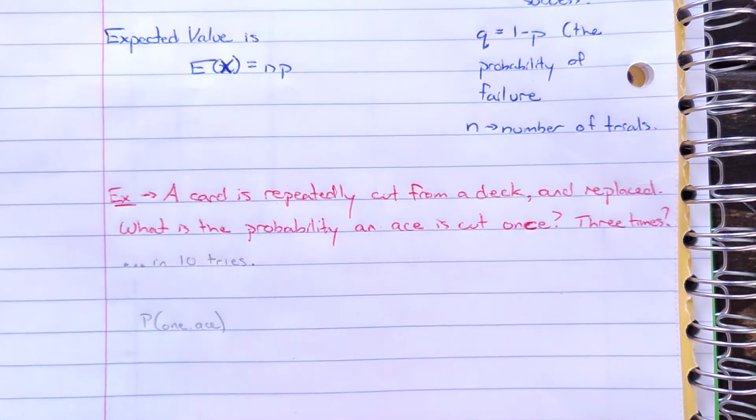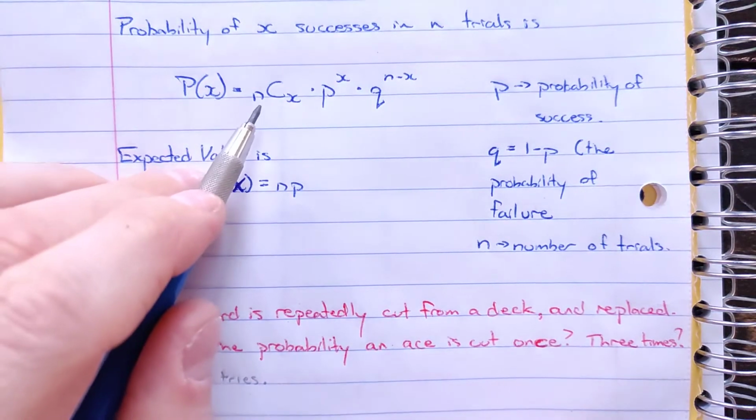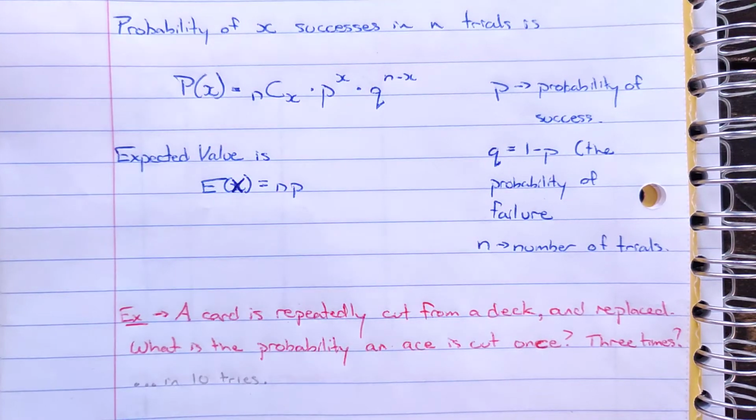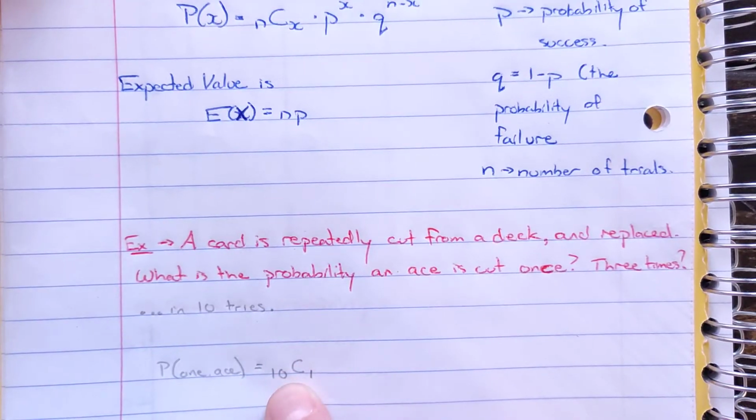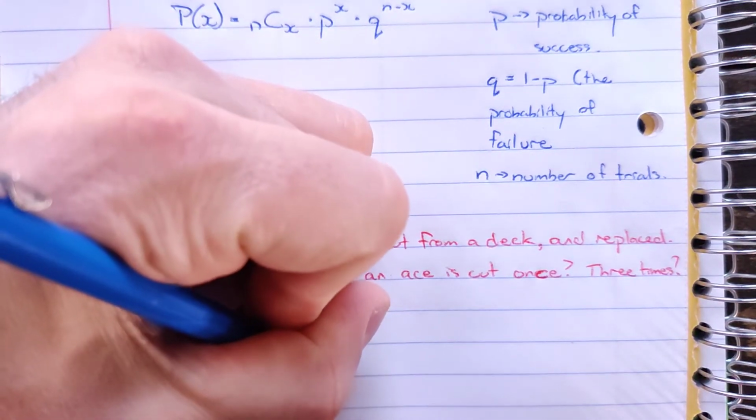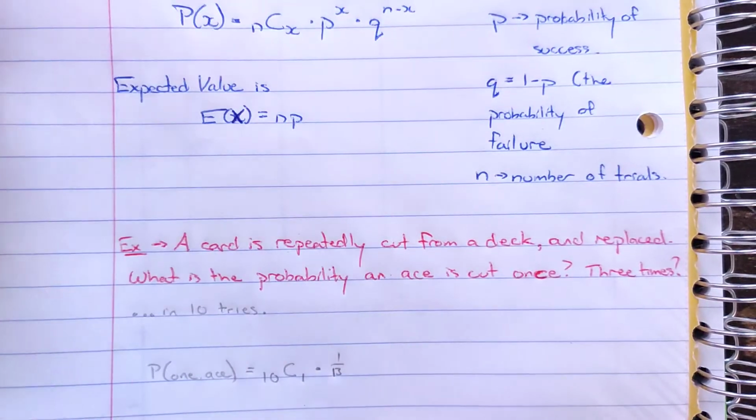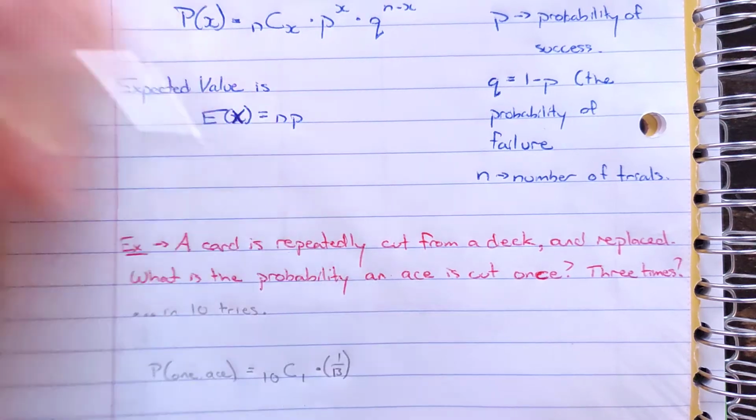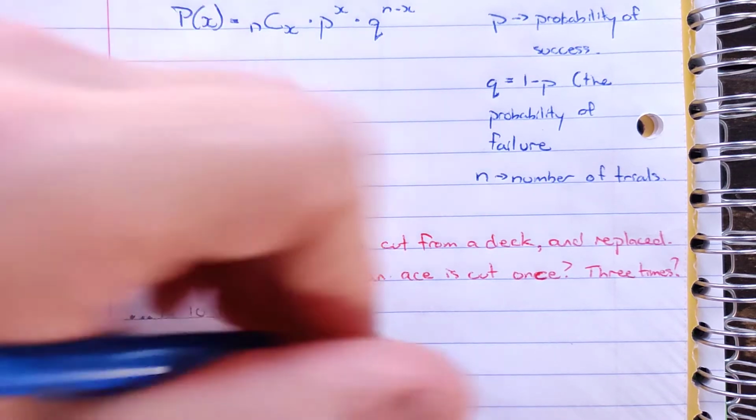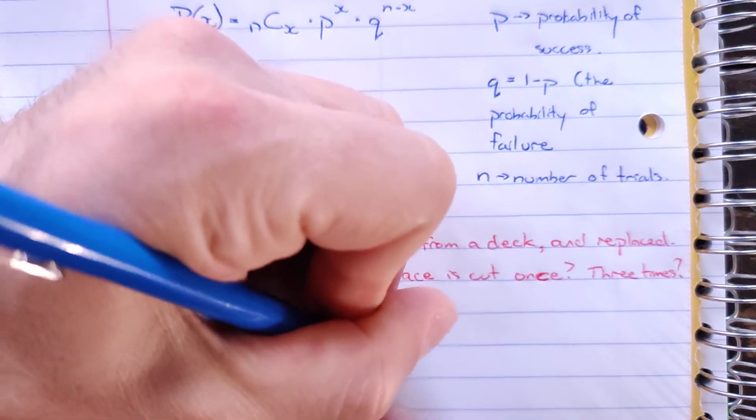one ace is equal to, and now if we use our formula here, N is the number of trials, so we have 10 trials. We want one ace. So one success in 10 trials. And then the probability of drawing an ace from the deck is a 1 in 13 chance. So times 1 in 13. And that's going to be to the power of the number of times it occurs, in this case 1. And then multiply that by the chance of not drawing an ace.